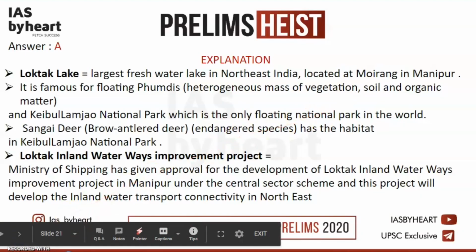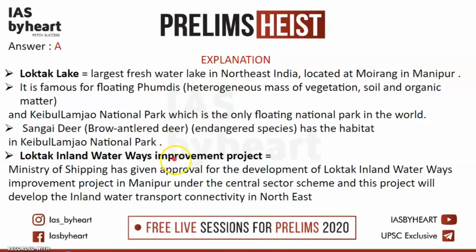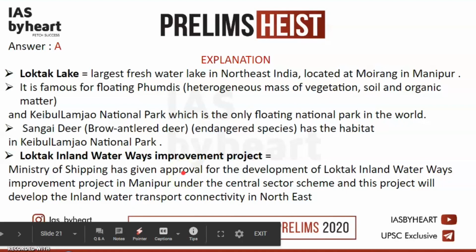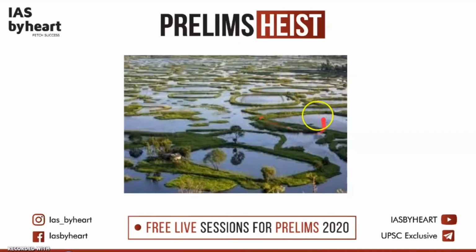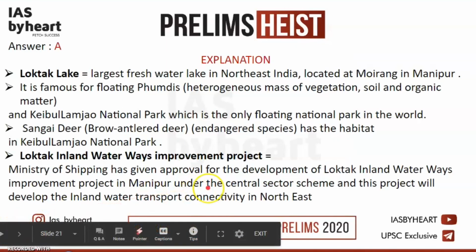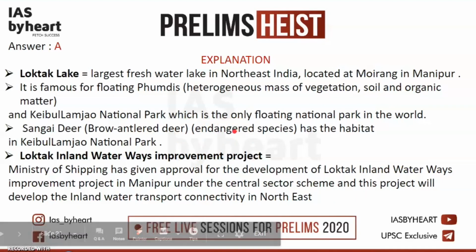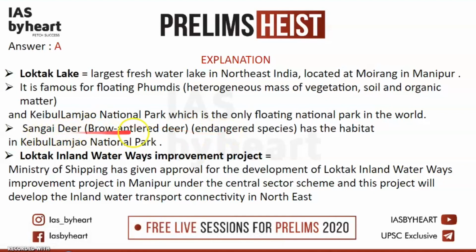See, this is the explanation regarding that. This Sangai deer is restricted to the marshy wetland of Keibul Lamjao, over the floating biomass in the Loktak Lake, which is called phumdis. See, this is a phumdi. There will be a batch of grasses there. This is called phumdis. This Keibul Lamjao is the only floating national park in India. Moreover, this Sangai deer is an endangered species which has a habitat in this Keibul Lamjao National Park.